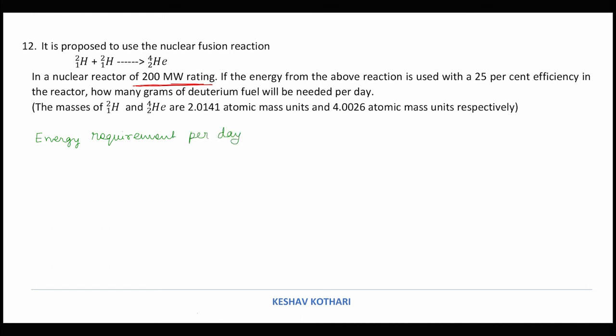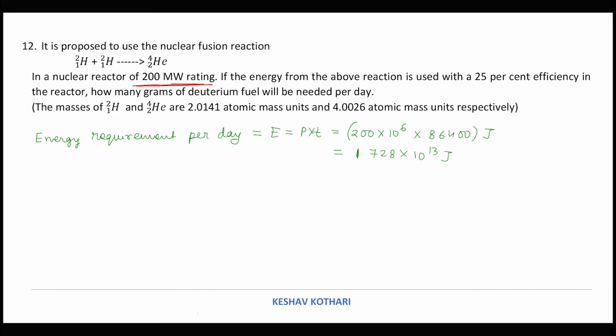This can be calculated as E equals P into T, so we can write it as 200 megawatt, that is 200 into 10 to the power 6 watt, and for time we multiply it by 86400 seconds, or you can say 24 into 60 into 60. On solving, we obtain the value in joule as 1.728 into 10 to the power 13 joule. So this is the energy required per day.